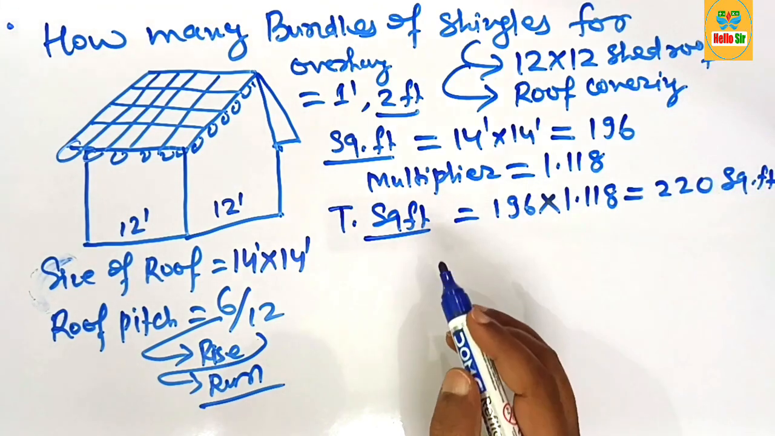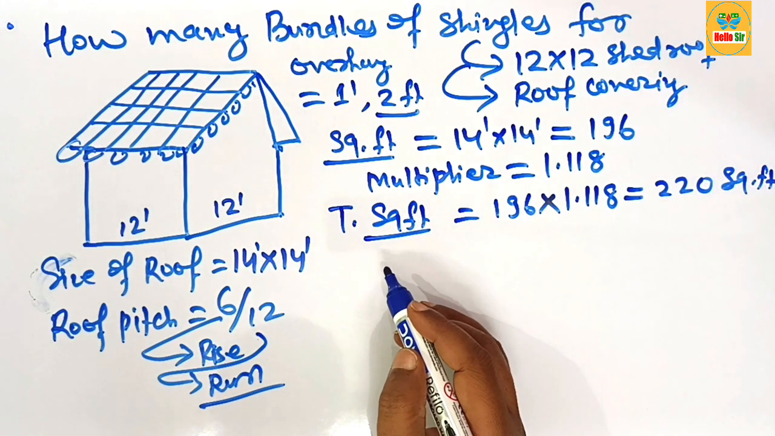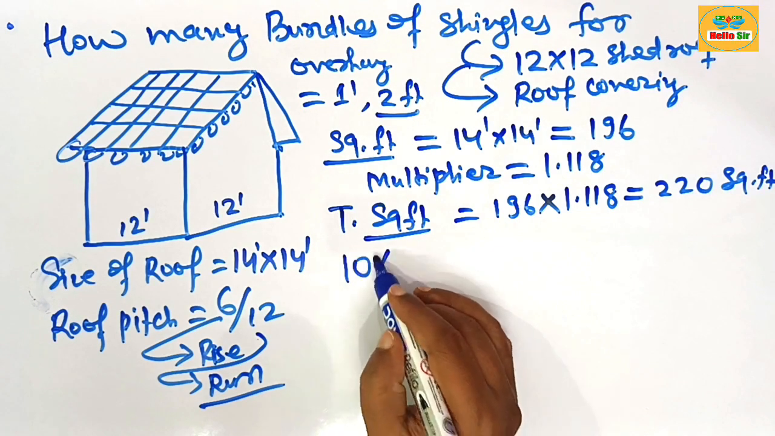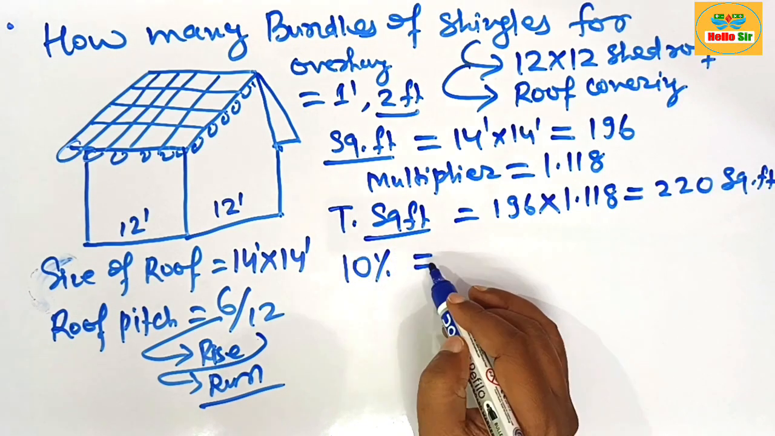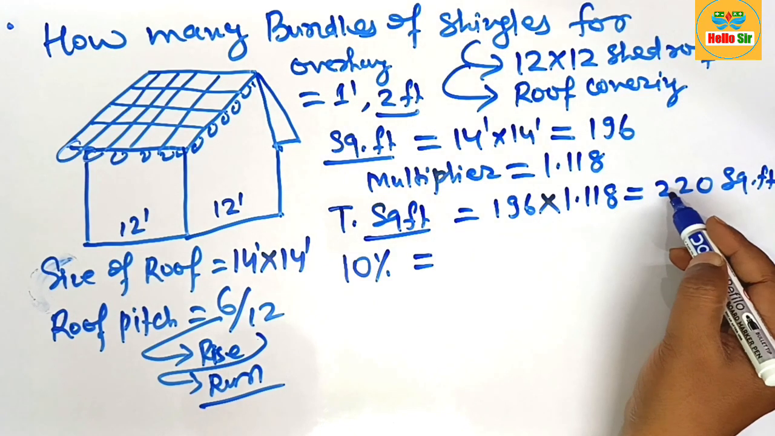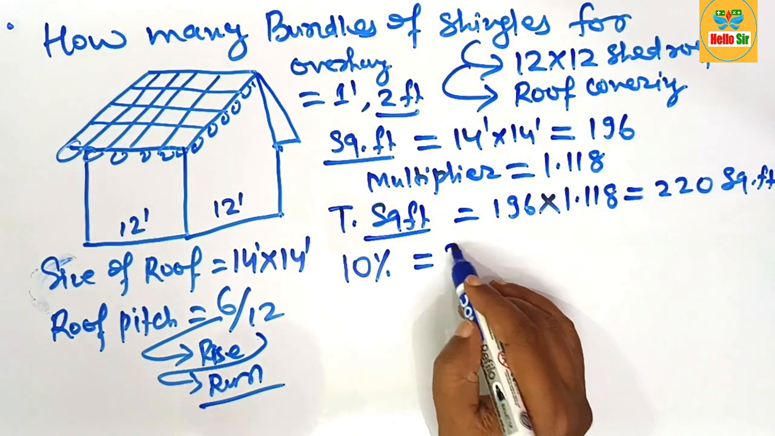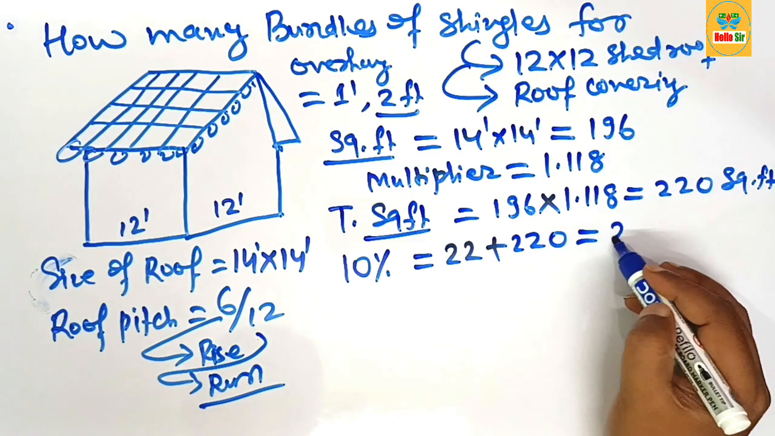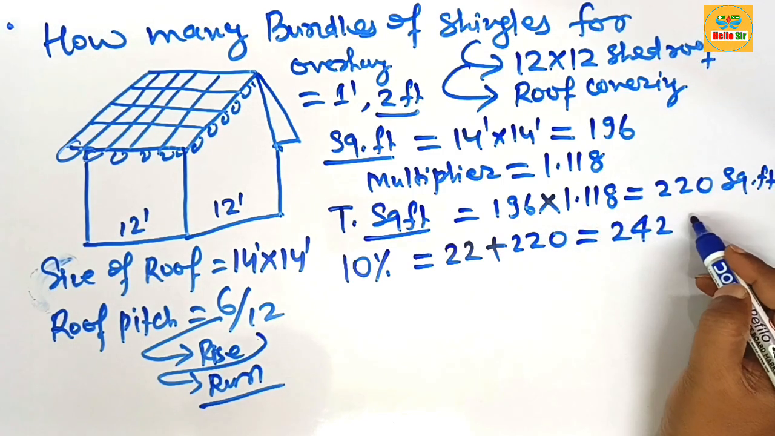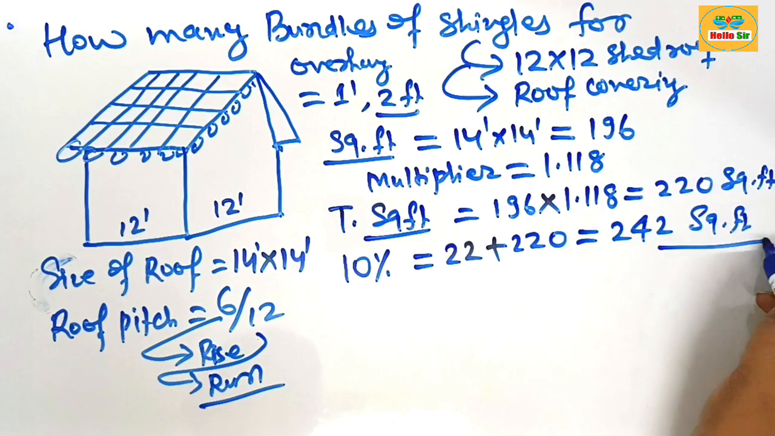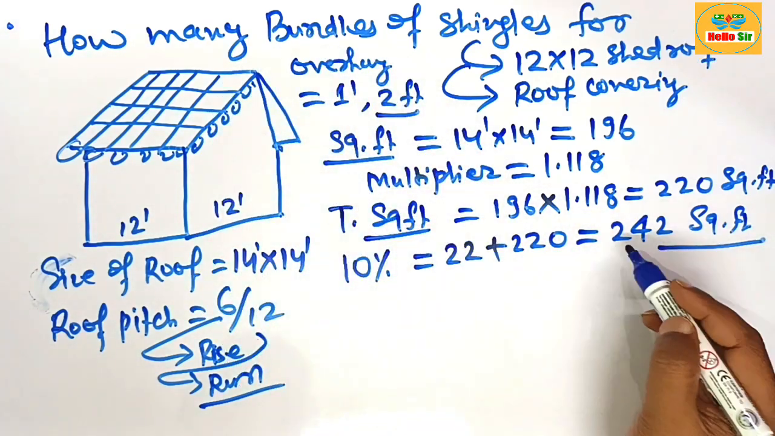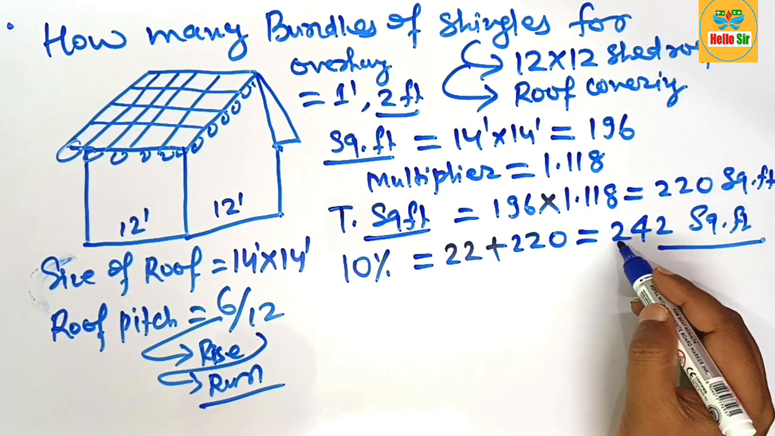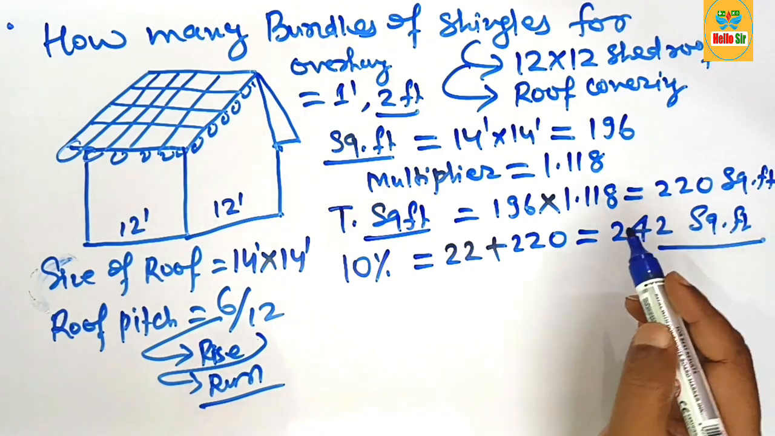And some shingles are damaged during transportation, storage, and installation. This takes roughly 10% of the total square footage as damaged. The 10% of 220 is about 22. Just add this figure to 220. This will come to about 244 total square feet. It means the total square footage area of the 12 by 12 shed roof will be approximately 242 square feet.